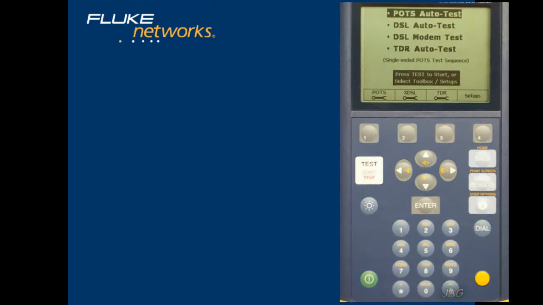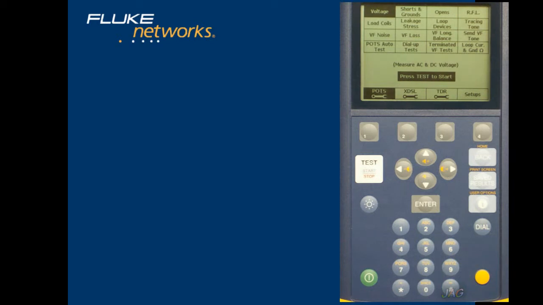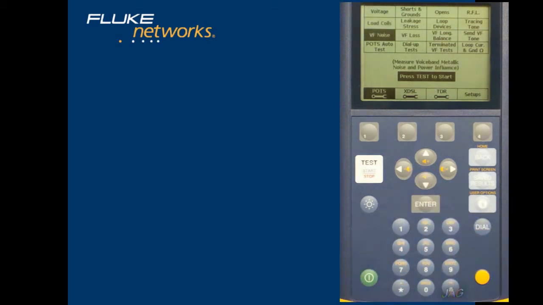Okay, what I'm going to do now is show you how to use the CopperPro to analyze noise problems on a pair. I've got the CopperPro connected to a pair that's about 1,300 feet long. This pair has a tip ground problem, and this pair is also suffering from a high level of power influence. First thing I'm going to do is go into the POTS toolbox, and I'm going to scroll down to VF noise.